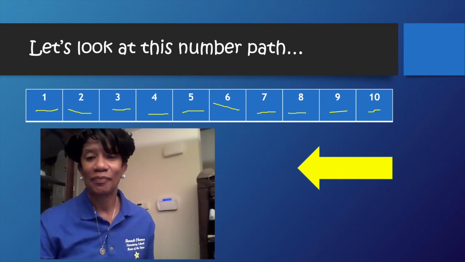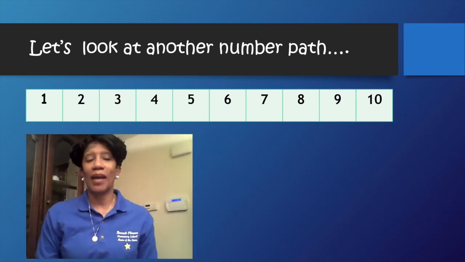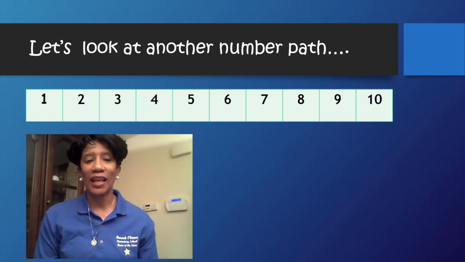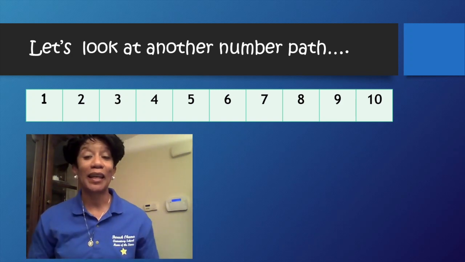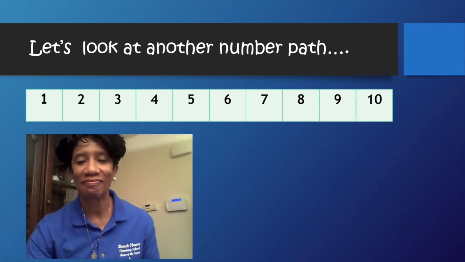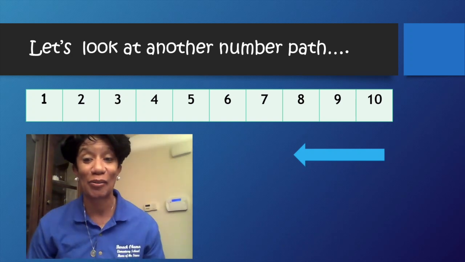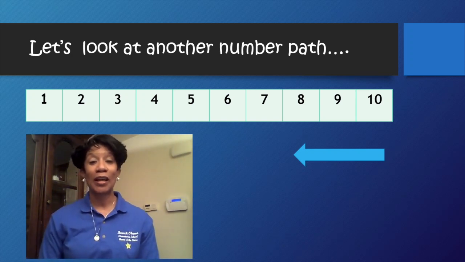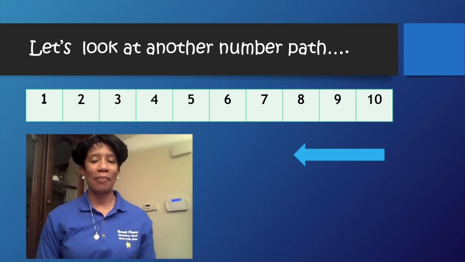So let's look at another. So let's look at this number pad. It's labeled and it has numbers 1 to 10, but we're going to be counting backward. So which direction are we counting? That's right. We're going in the direction of our blue arrow. We're going to be counting starting from that number or whatever number we choose and going backward.